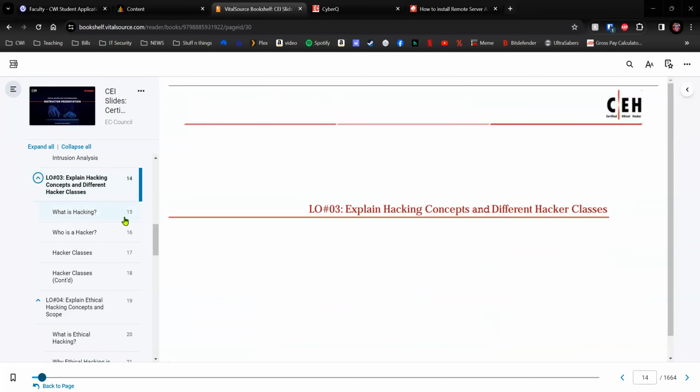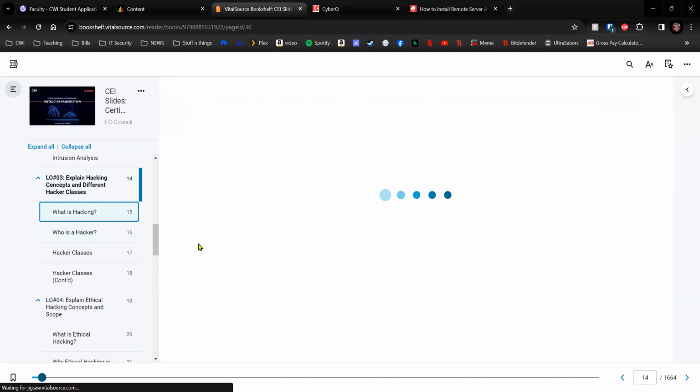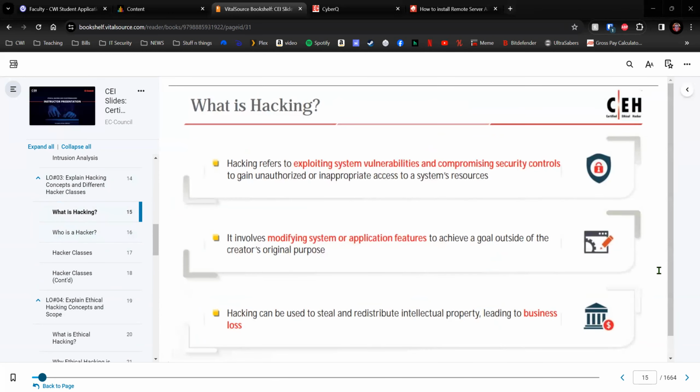Section 3. Explaining hacking concepts and different hacker classes. Now this one, you should see a lot of familiar stuff here.